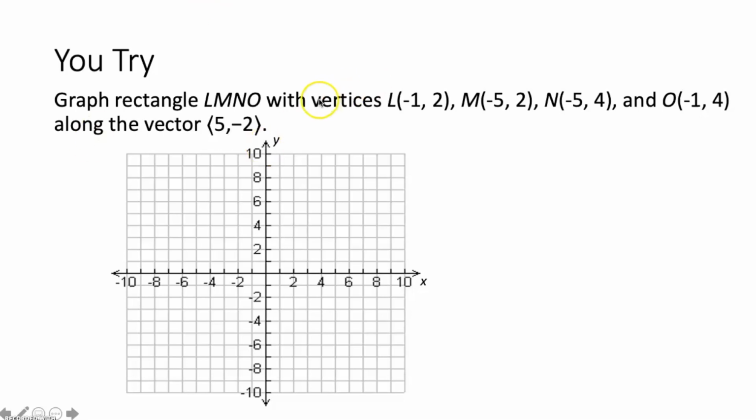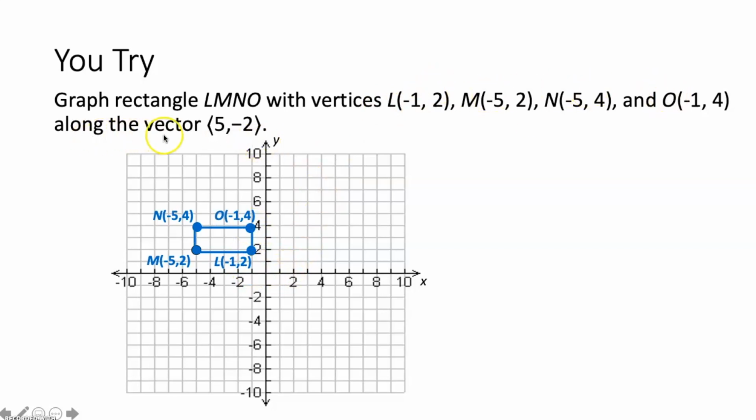Okay, doing the same thing here, except this time we have a rectangle and it has points L, M, N, and O. So let's graph each of these. Point L is at -1, 2. So we put a point there. Point M is at -5, 2. We go over -5 on the x-axis, up 2 on the y-axis, put a point. Point N is at -5, 4. We go over -5 on the x-axis, up 4 on the y-axis, put a point. Point O is at -1, 4. We go over -1 on the x-axis, up 4 on the y-axis, put a point. There's our rectangle L, M, N, O.